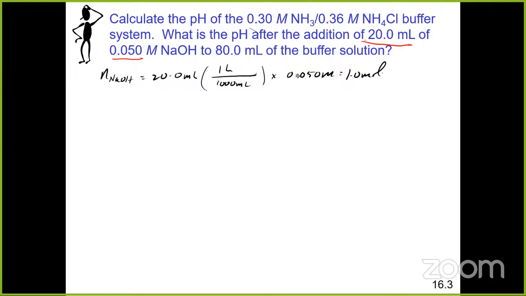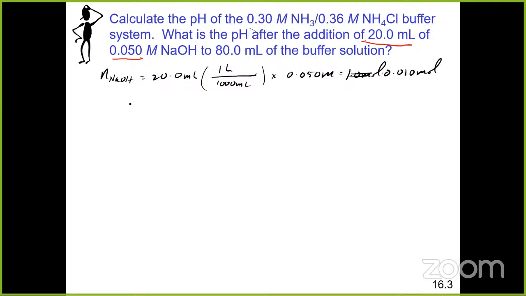It should be 0.010 moles. All right, so that's the moles of sodium hydroxide. So the next thing I'm going to do now is ask myself the question, okay, so if I'm adding sodium hydroxide to this solution, what will the sodium hydroxide react with, right? So obviously the sodium hydroxide is basic, so that means it's going to react with the acidic part of the buffer, which would be the ammonium, right?